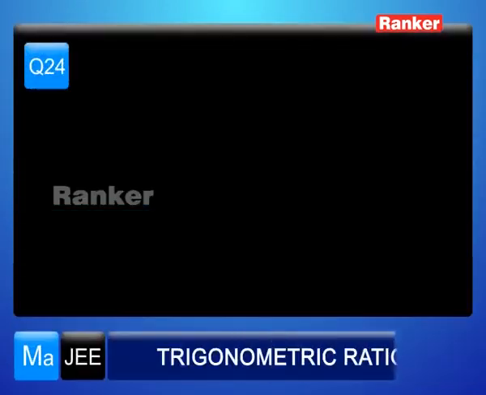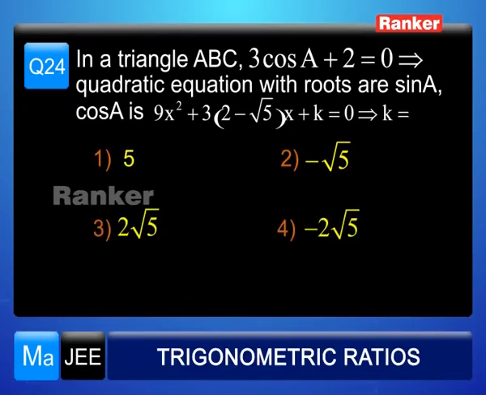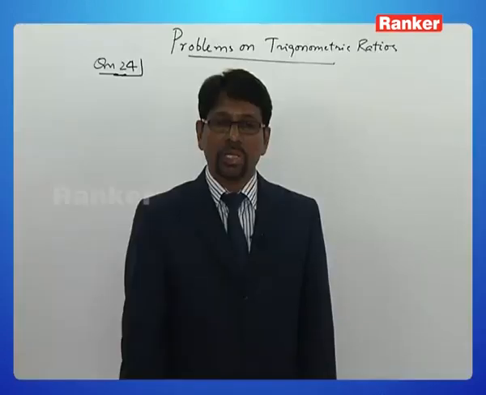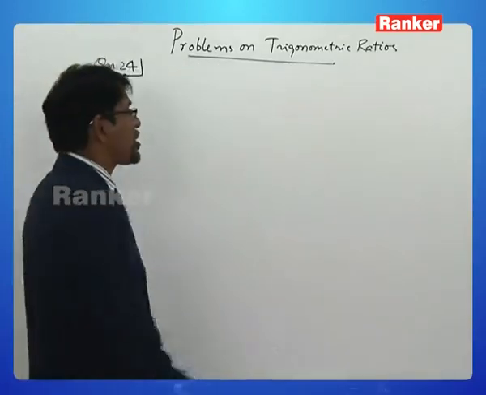Question number 24. In a triangle ABC, 3 cos A plus 2 is equal to 0. The quadratic equation with roots sin A, cos A is 9x square plus 3 into (2 minus root 5) times x plus k equals 0. Then what should be the value of k? First option, k is equal to 5. Second option, minus root 5. Third option, k is equal to 2 root 5. Fourth option, k is equal to minus 2 root 5. So let's see how we go about this.